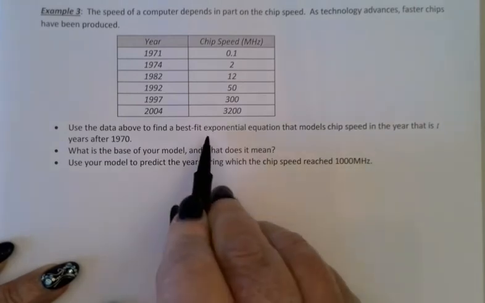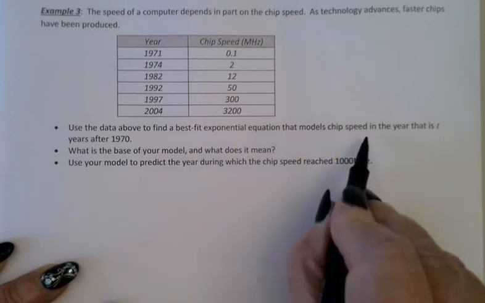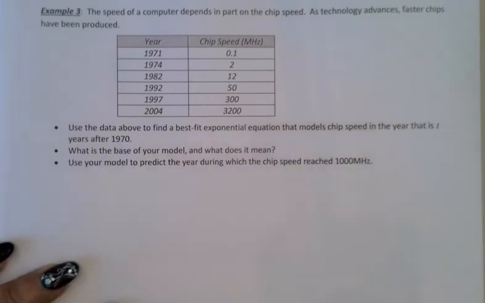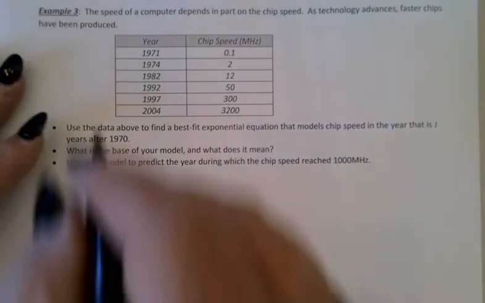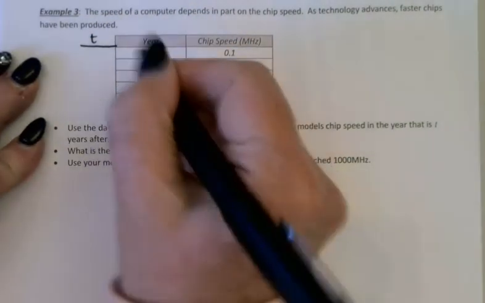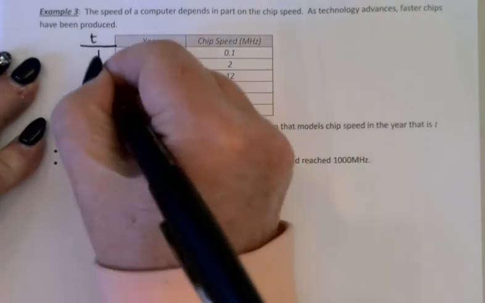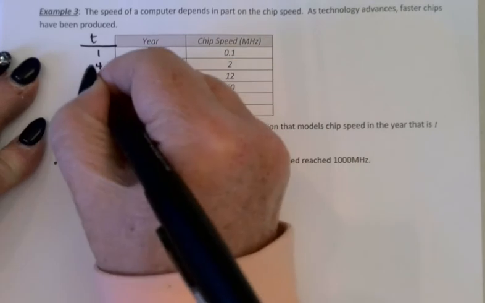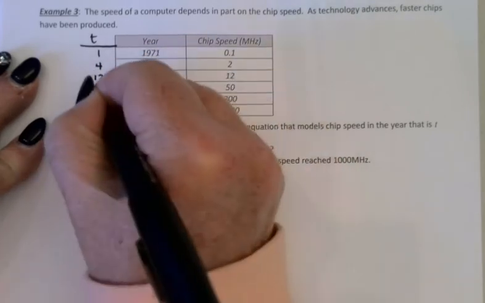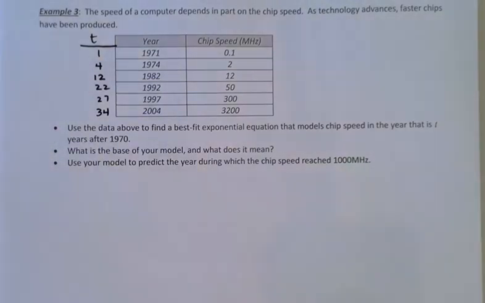We'll start by finding the best fit exponential equation that models the chip speed in the year that is t years after 1970. So let's start by making a little column for our t values here. 1 year after 1970, 4, 12, 22, 27, and 34, just subtracting 1970 from each of those.